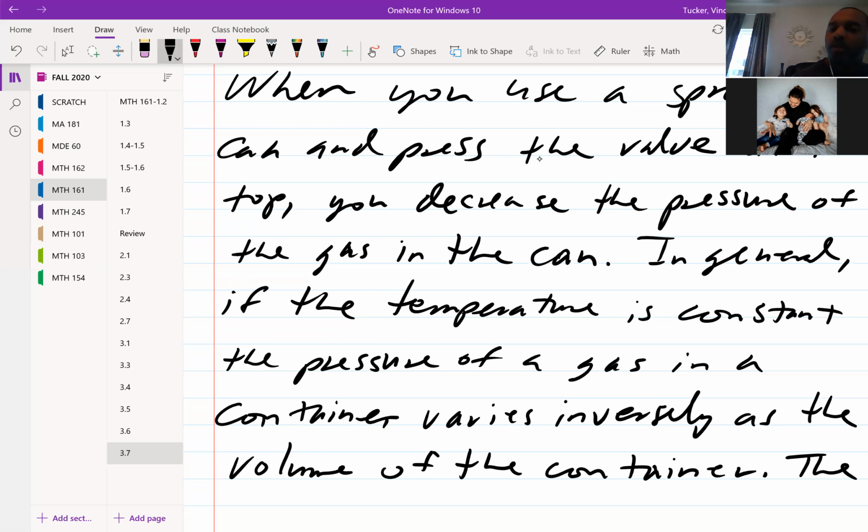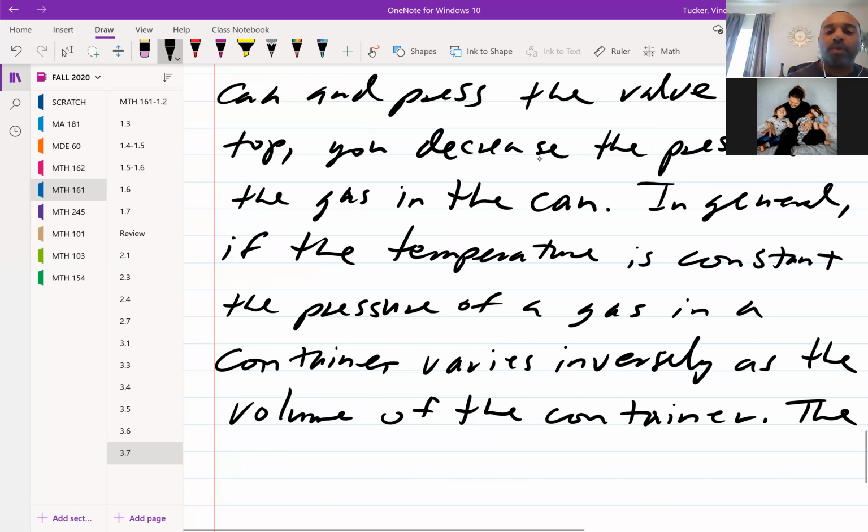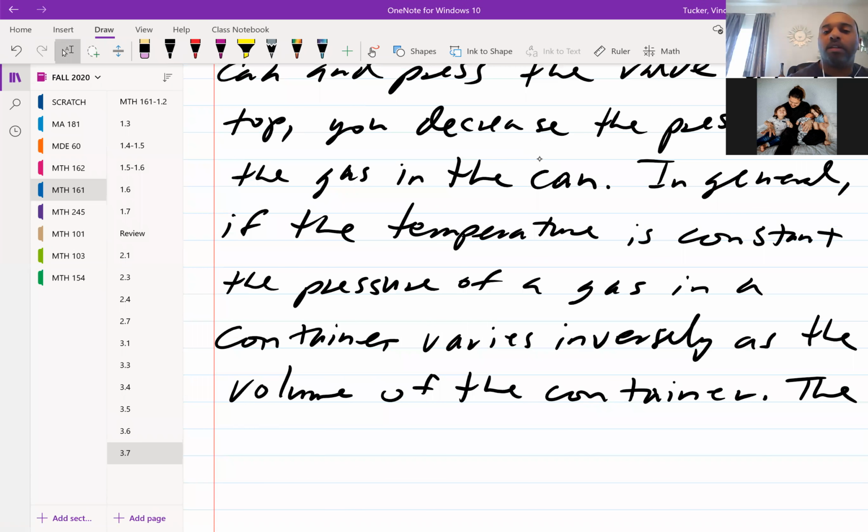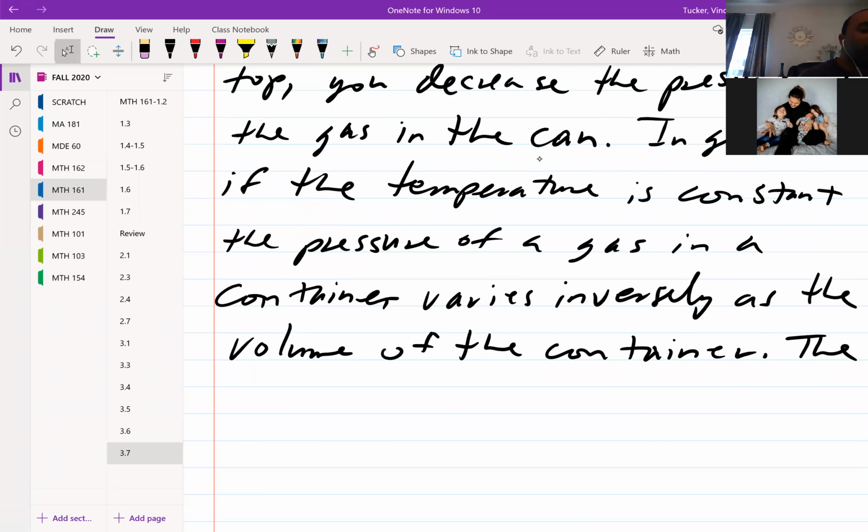Got one more sentence to write that gives actual info, but I'm going to read this before I scroll up. When you use a spray can and press the valve at the top, you decrease the pressure of the gas in the can. There were a couple more sentences in here just explaining that process, but we didn't need that stuff. It says in general, if the temperature is constant, the pressure of a gas in a container varies inversely as the volume of the container. And then next is where they write the info. So let me write that, then we'll get rolling.